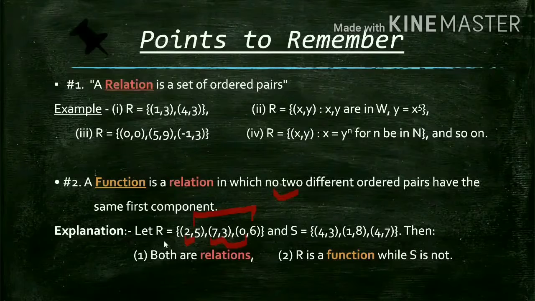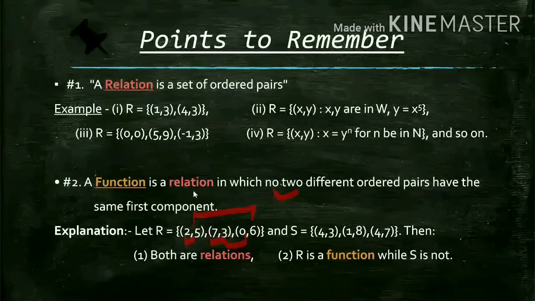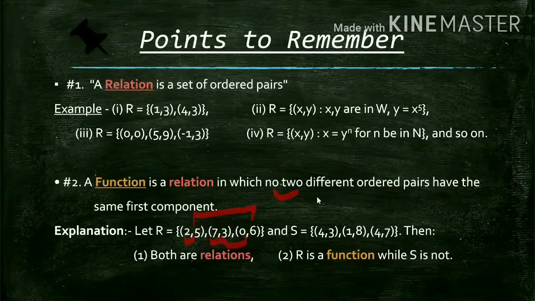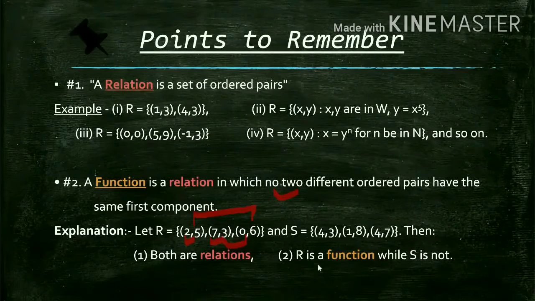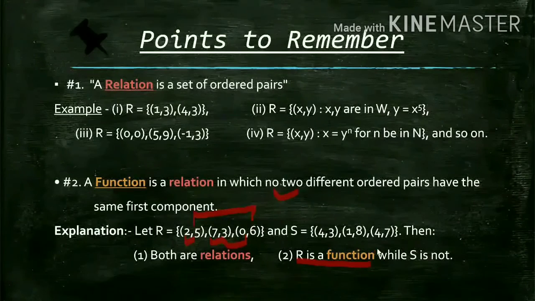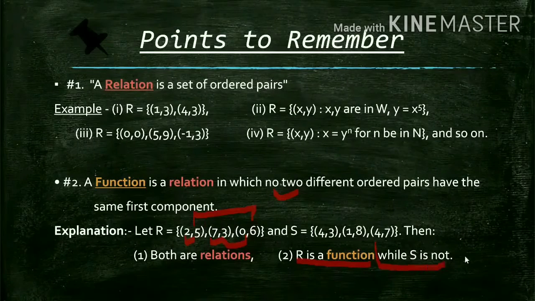That means R is a function, right? It is a relation and satisfies this property, that if I pick any two different ordered pairs, I do not have the same first component. That means R is a function, it's guaranteed. So this half of the statement is correct, that R is a function. Now this is the part that we need to verify.